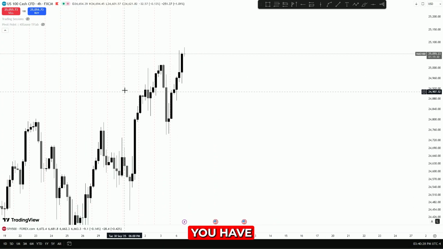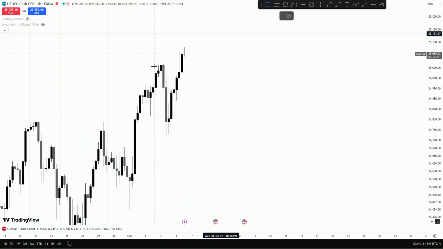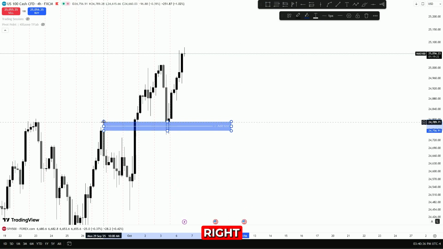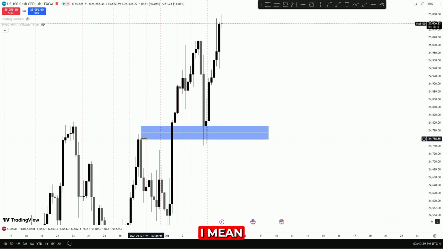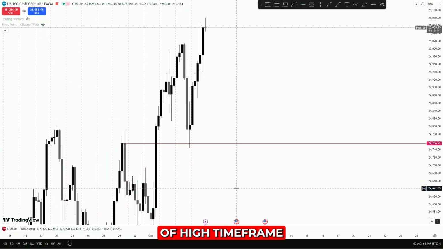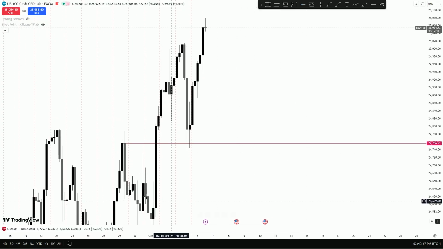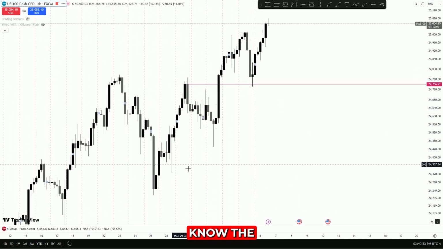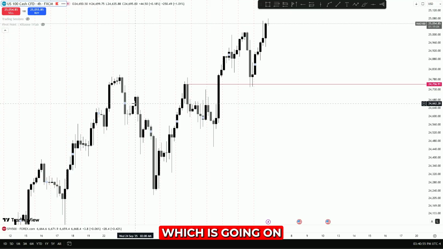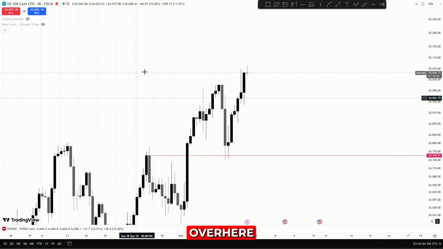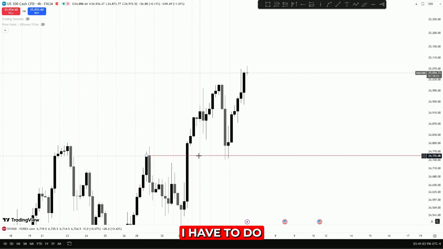And now you have to identify the higher time frame PDRAs. What do I mean by PDRA? You can get, like, this is the CISD of the higher time frame. To know whether this will work or not, you have to know your bias, the market direction, the trend in the market which is going on. Now the whole market is bullish. How can I get sells over here? There's no sense in that. So what I have to do is wait for this CISD to get tapped.